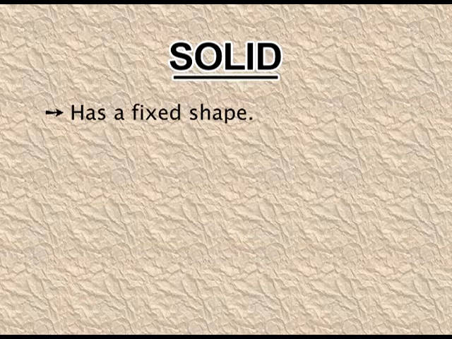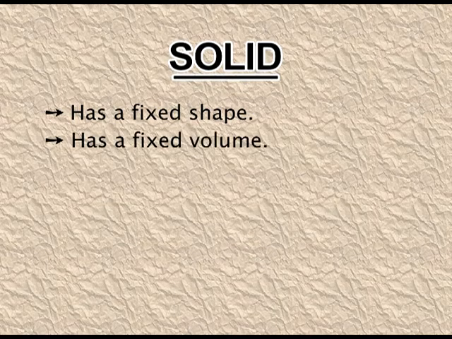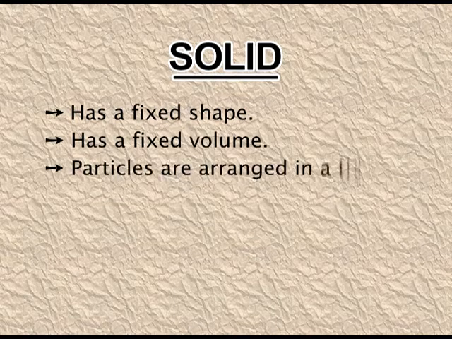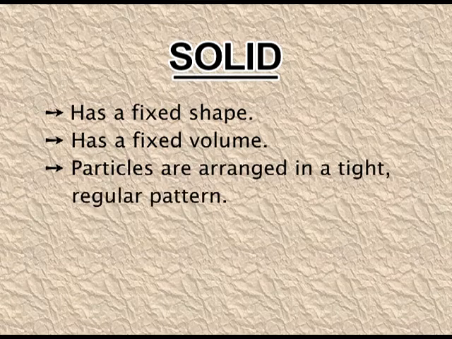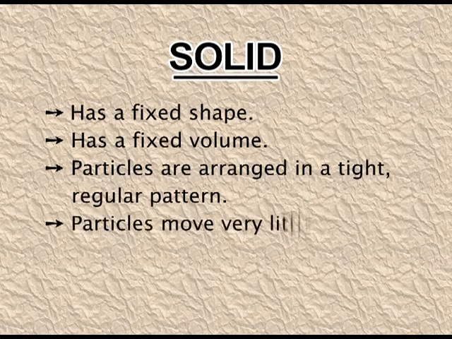Solid. Solid has a fixed shape. Solid has a fixed volume. Particles are arranged in a tight, regular pattern. Particles move very little. You can see that in the solid state, particles are not free to move. They are just oscillating about their mean position.